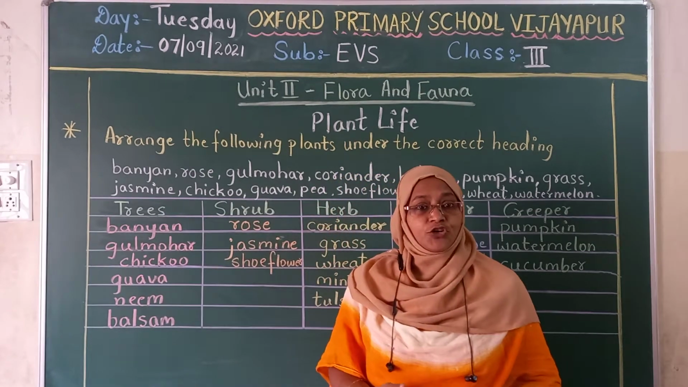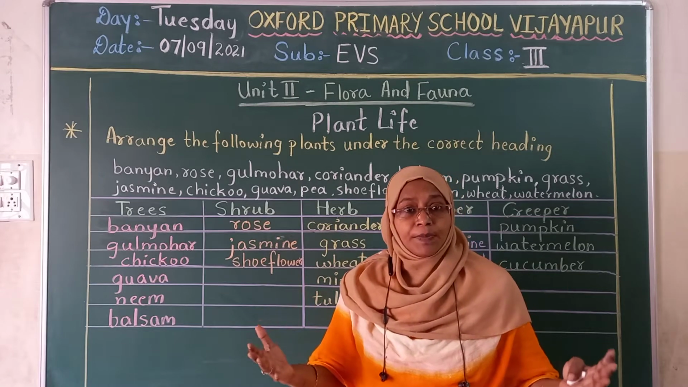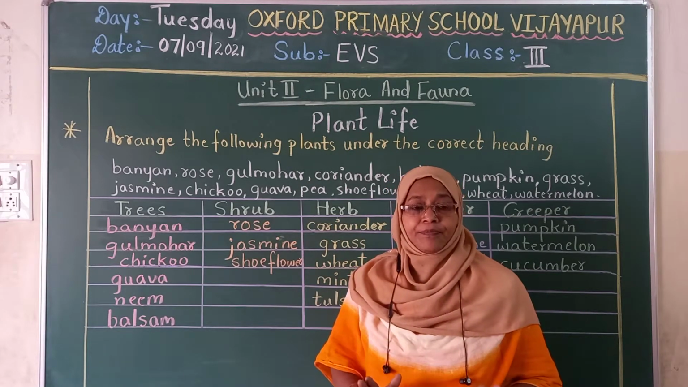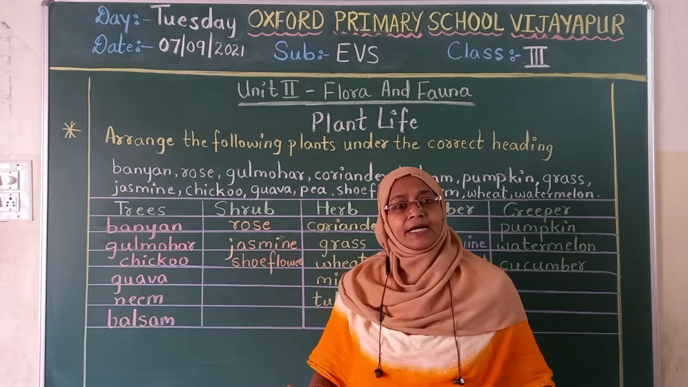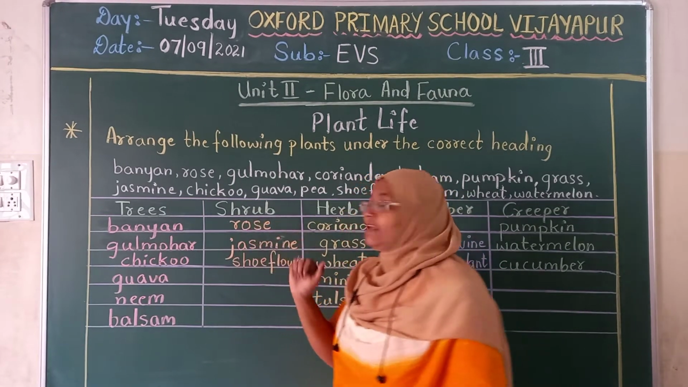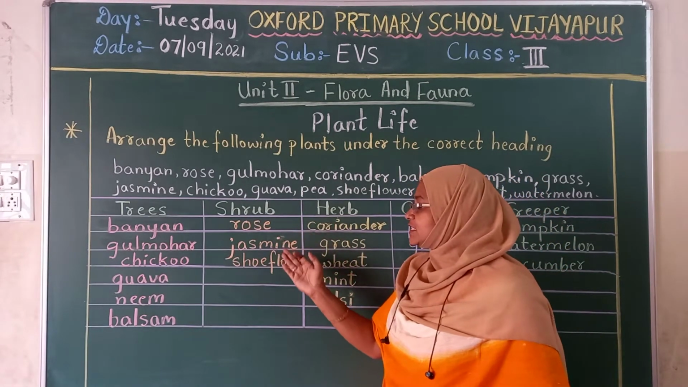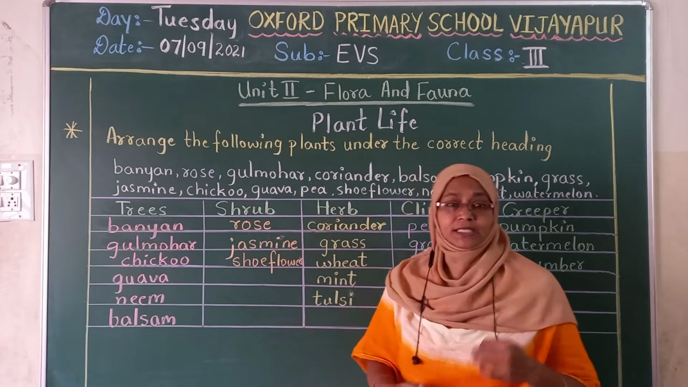And what is the definition of a tree? Trees are tall plants with a woody, strong stem, and their roots go deep into the ground. Same way, shrubs. Shrubs are small plants. For example, rose, jasmine, shoe flower. We call it hibiscus also.